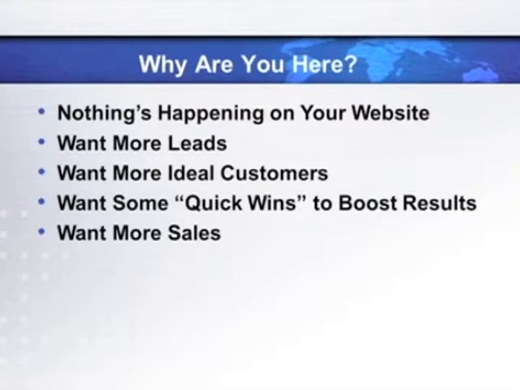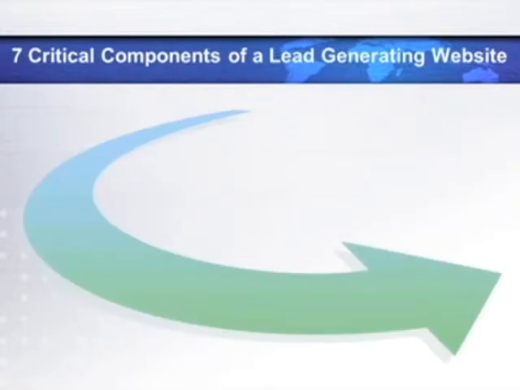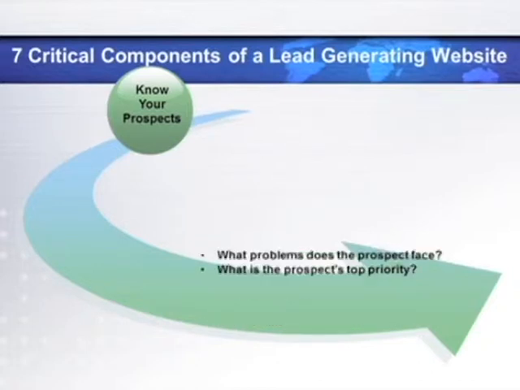Nothing's happening on their website. They want more leads. They want more ideal customers. And they want some quick wins to boost results. And ultimately, they want more sales. So the 7 critical components of a lead-generating website start with knowing your prospects.